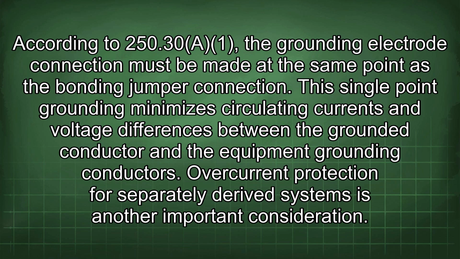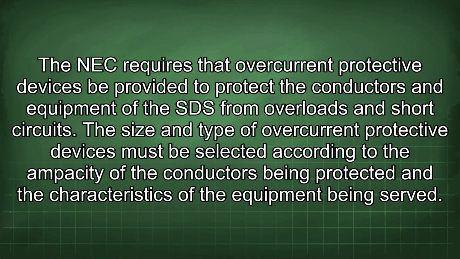Overcurrent protection for separately derived systems is another important consideration. The NEC requires that overcurrent protective devices be provided to protect the conductors and equipment of the SDS from overloads and short circuits. The size and type of overcurrent protective devices must be selected according to the ampacity of the conductors being protected and the characteristics of the equipment being served.